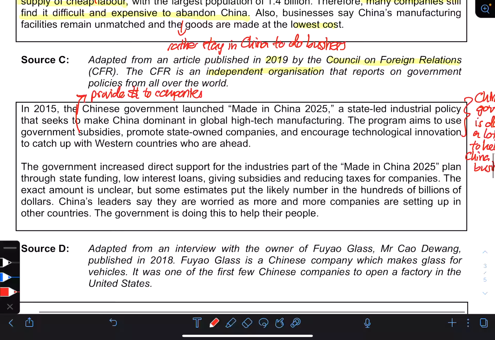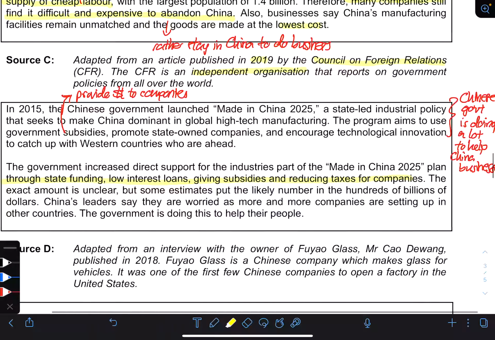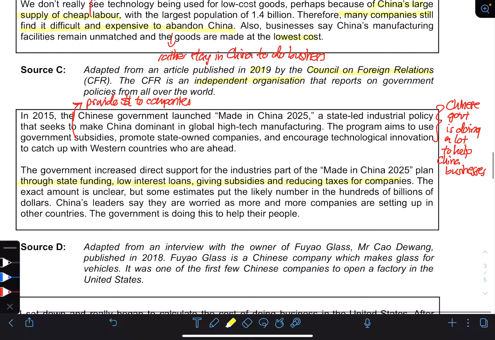Now, specifically, what is the government doing? The government increased direct support for industries part of this Made in China 2025 plan through state funding. That means they provide some money. Low interest loans, meaning if a company needed to borrow some money, they can take it at low interest. They don't need to pay so much money. They give subsidies and reduce taxes for companies. Wow, okay, so according to this, it seems like the Chinese government is really doing a lot, right? It seems that if you were a businessman, you are a Chinese company, you will want to stay in China.